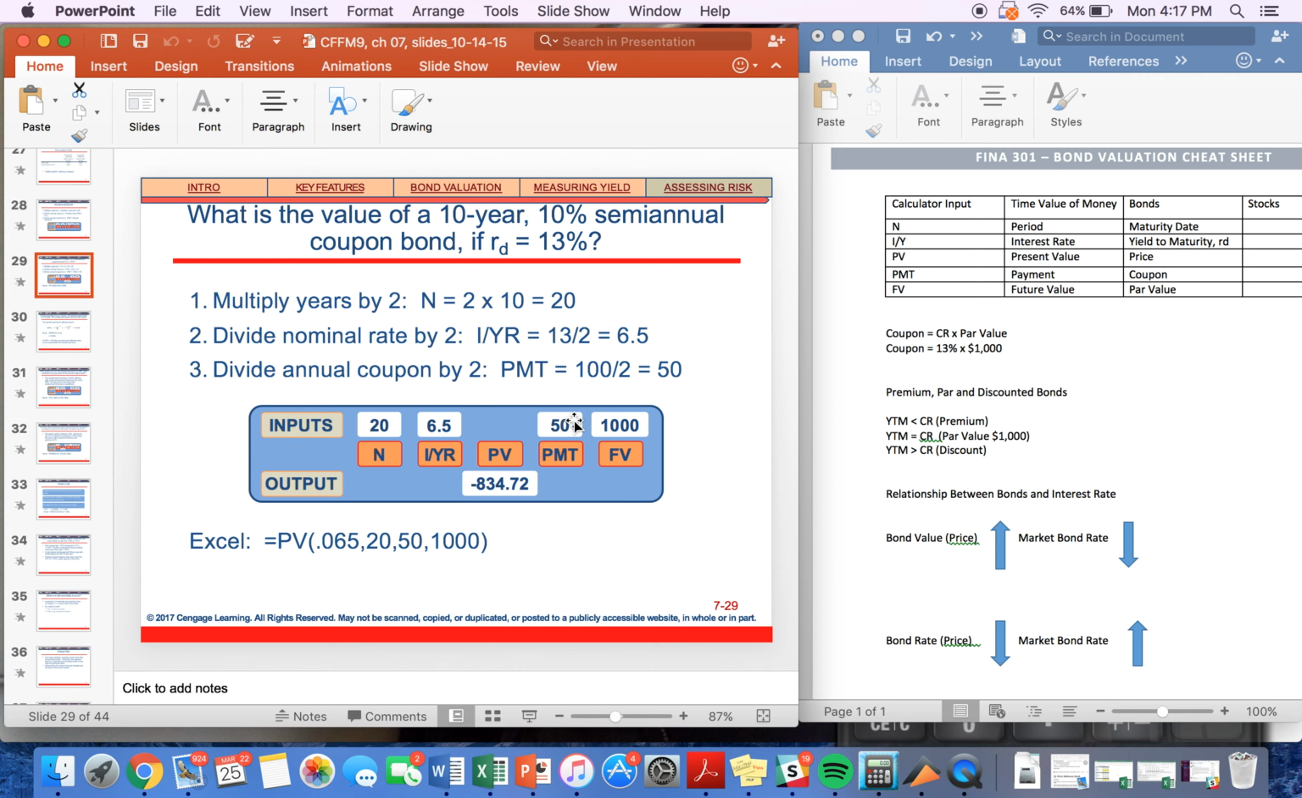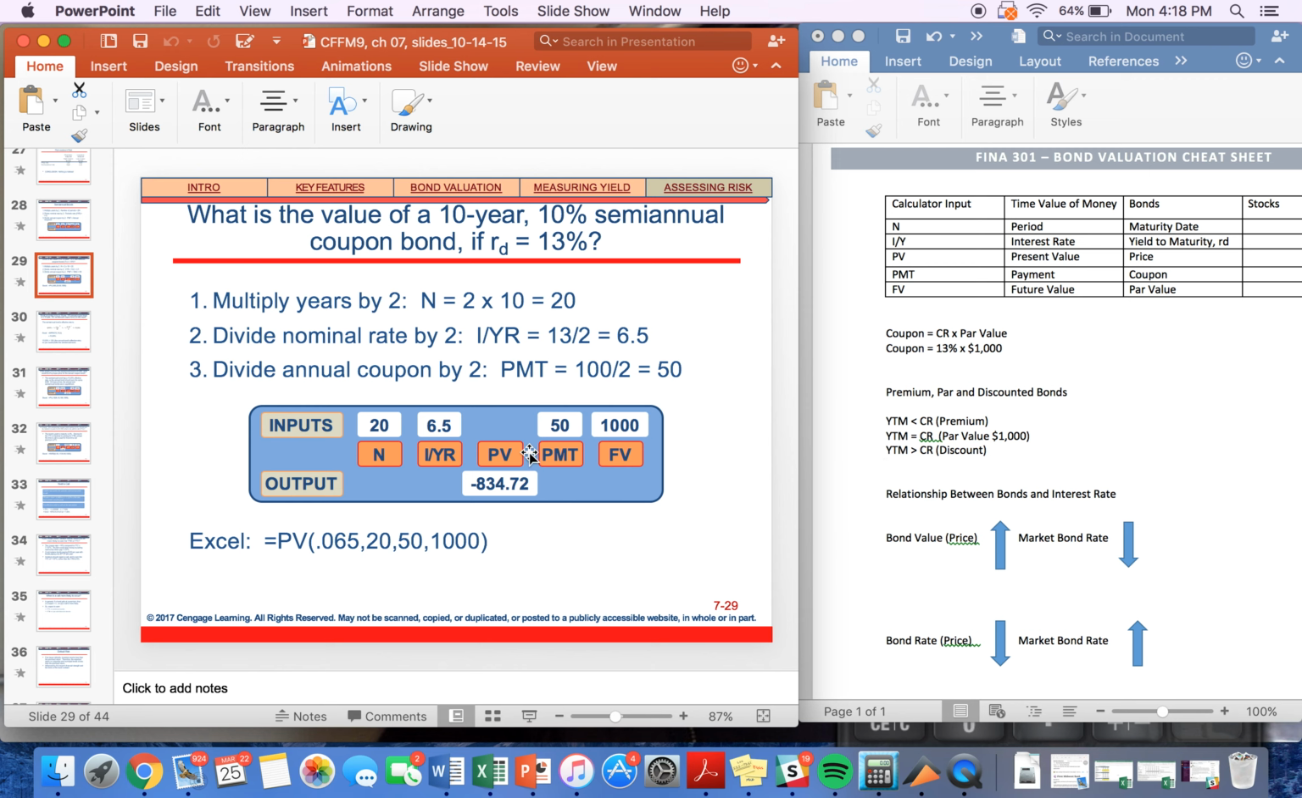And your future value in this question is $1,000, okay? So it says my present value today is $834.72. You could have gone back to your rule here and fact check yourself. Your yield to maturity was greater than your coupon rate. So your yield to maturity was 6.5 and your coupon rate was 5%. Therefore, your bond would have been trading at a discount. And if you solve that, that would have been true because $834 is less than $1,000, right?